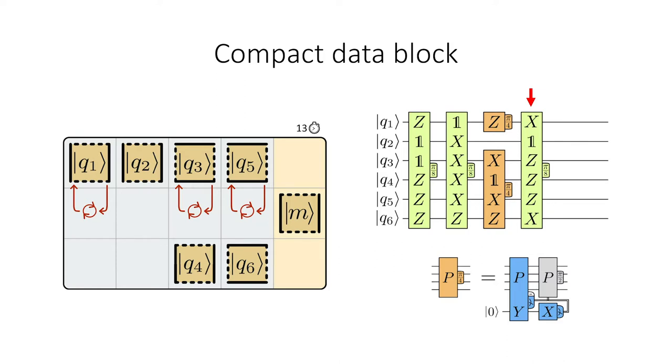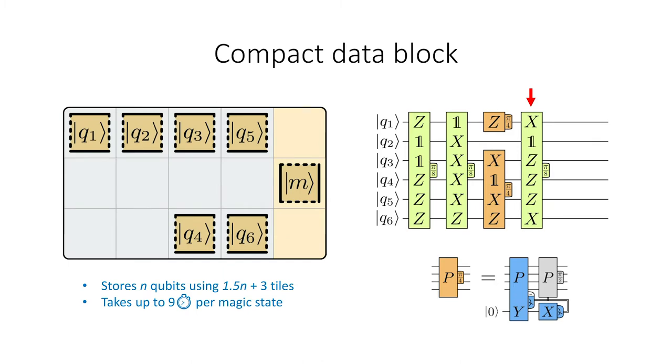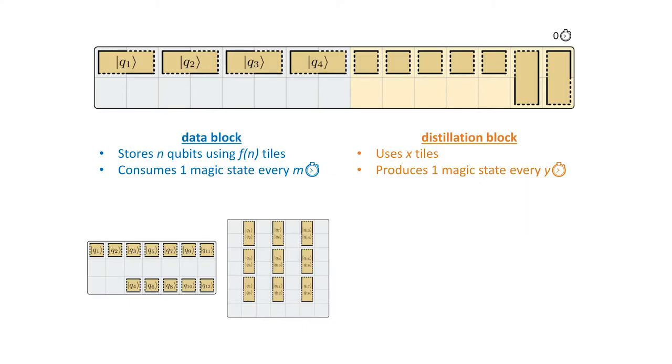You rotated a bunch of patches in the top row, a bunch of patches in the bottom row, and you're done. And this is the worst case scenario, which is the reason why it can take up to 9 time steps to execute a pi over 8 rotation. So those were the 2 data blocks that I wanted to show you.